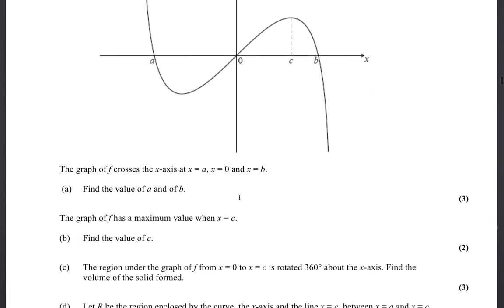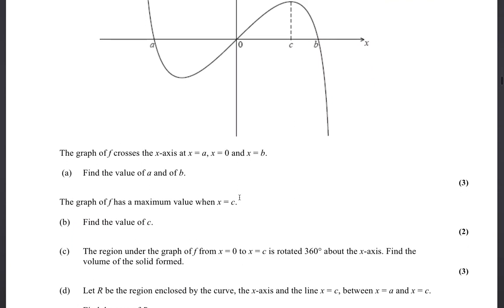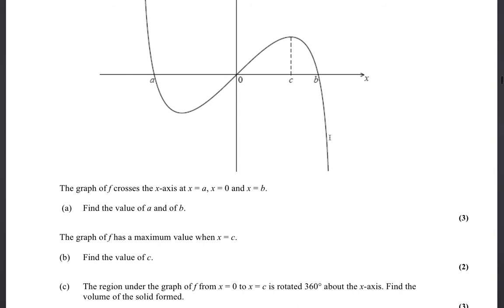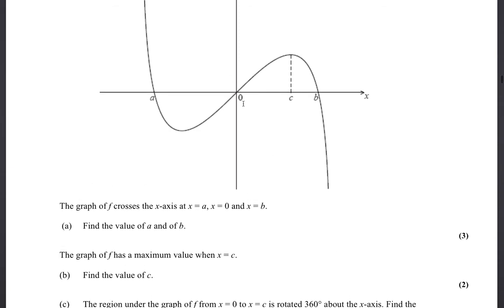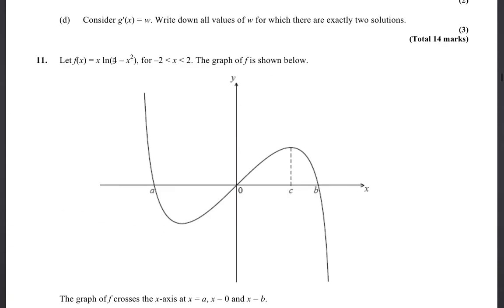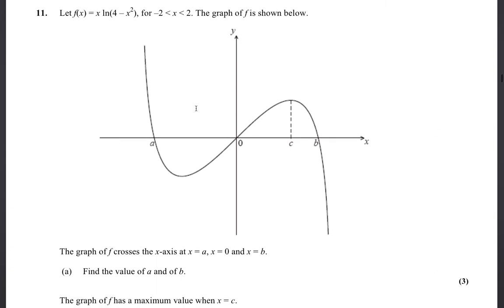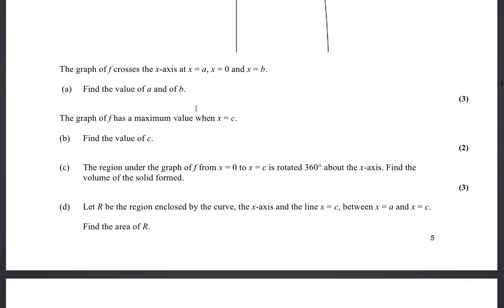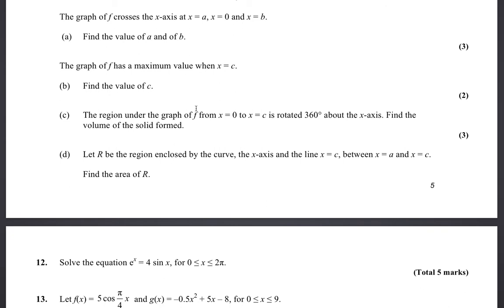Okay. Now the region under the graph of f from 0 to c is rotated 360 degrees about the x-axis. Find the volume of the solid formed. That is very simple. So I think you know the formula, right? Pi times the integral 0 to c, which is 0 to 1.15, of f of x the whole squared dx. So that is the volume. We have already done it before, so I'm not going to do it again.